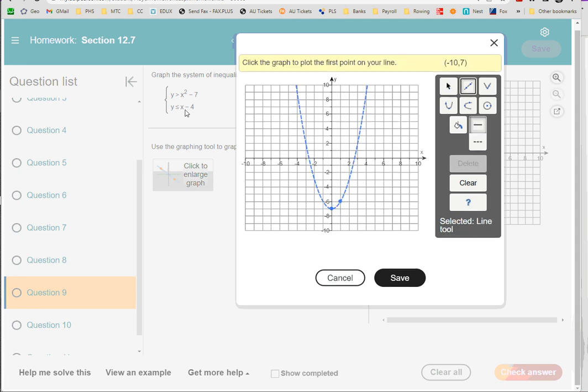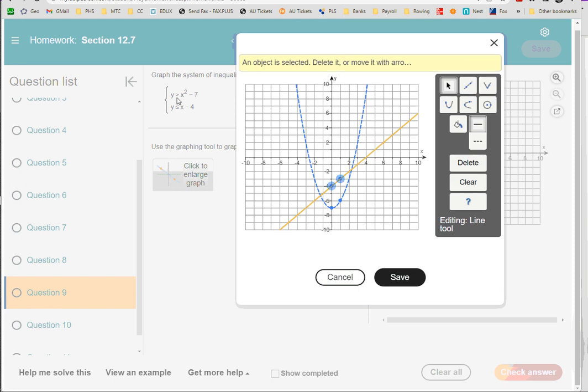I've got y is less than or equal to x minus 4. So come down here to negative 4. And my slope is 1, so it's going to be up 1 over 1. That one is solid. Okay, so that one's got to be solid.